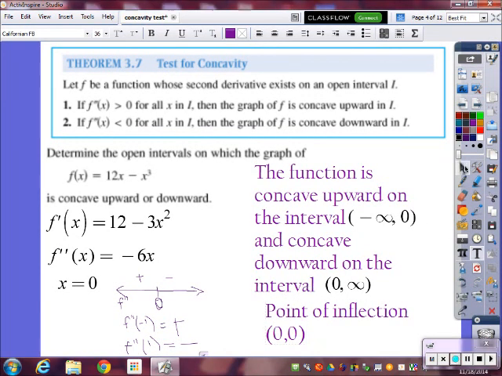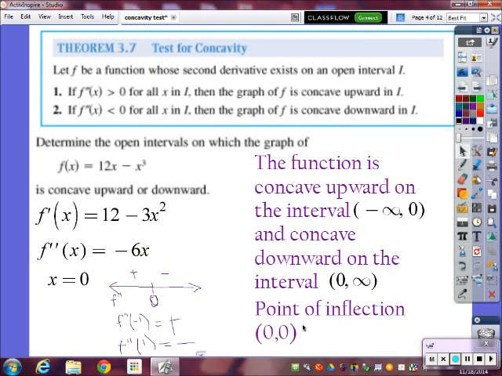And remember that a point has an x and y coordinate, so for a point of inflection, plug the x value 0 into the original function, get the corresponding y value, and you can define your point of inflection as the point (0, 0). And so that is how you would determine a function's concavity using the derivative.